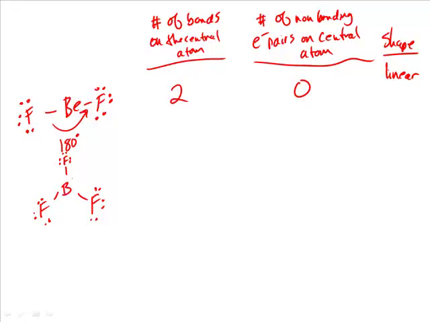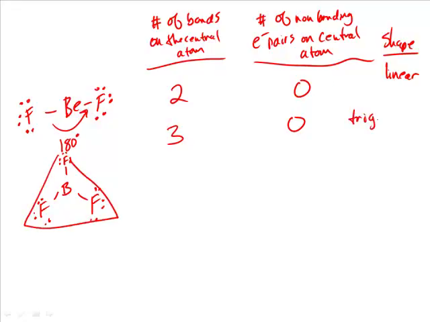Okay, that's boron trifluoride. It's got how many bonds on the central atom? I count 1, 2, 3. Number of non-bonding pairs on the central atom. Let me get rid of these arrows. How many dots are on the central atom? I see none. And what that forms is a triangle, as you can see.